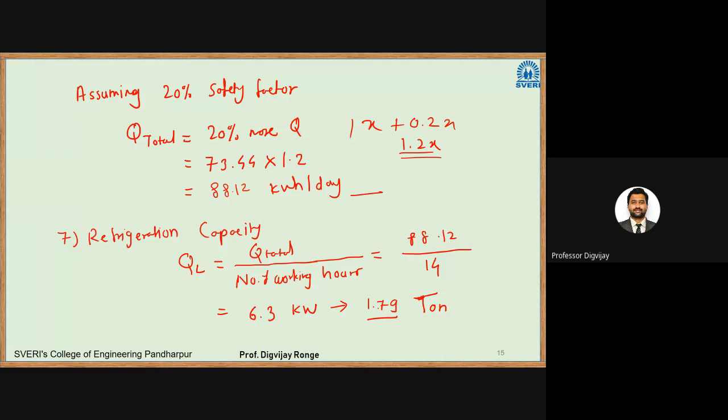So our total load on the system is 1.79 tons. So this amount of heat I have to remove from the cold room. How can I remove it from the cold room? With the help of a refrigeration system.